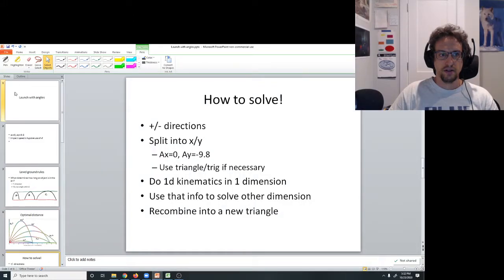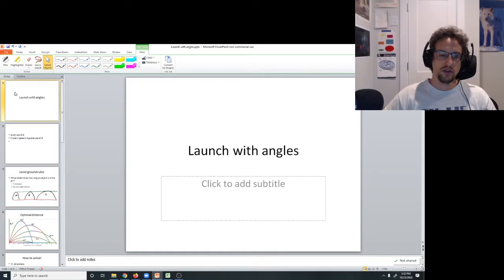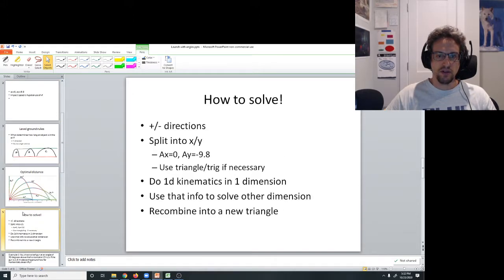All right. So we were talking about launching with angles. You guys already did. We did talk about this conceptually a little bit. Now we're going to talk about how to do some of the mathematical stuff here, right?